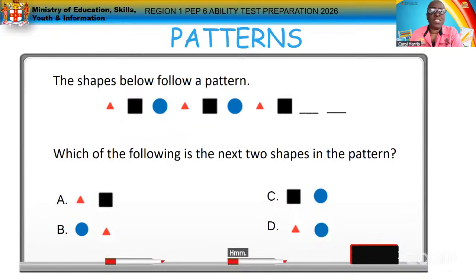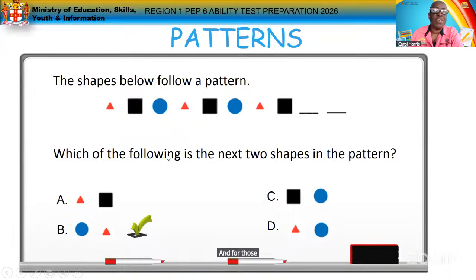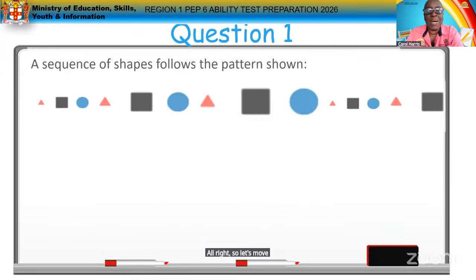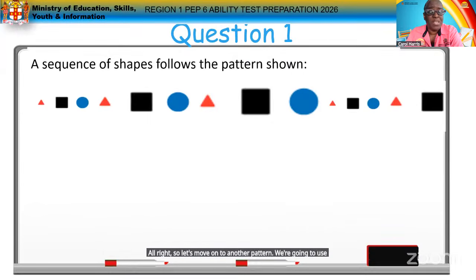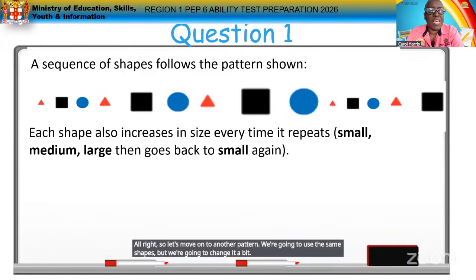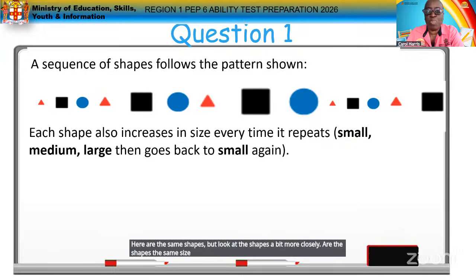Thank you very much. It is indeed option B, because we wouldn't have A: a triangle doesn't follow a square. So that could not be it. Very good. That's a good little warm-up one. B would be the answer in this case. All right, so let's move on to another pattern. We're going to use the same shapes, but we're going to change it a bit. Here are the same shapes, but look at the shapes a bit more closely. Are the shapes the same size for each group of shapes?